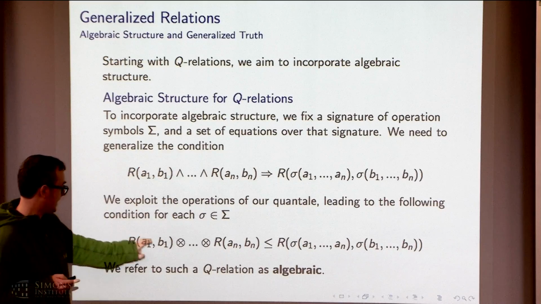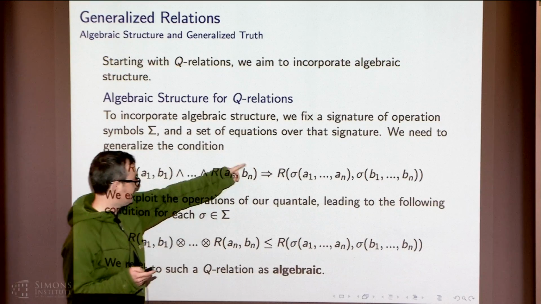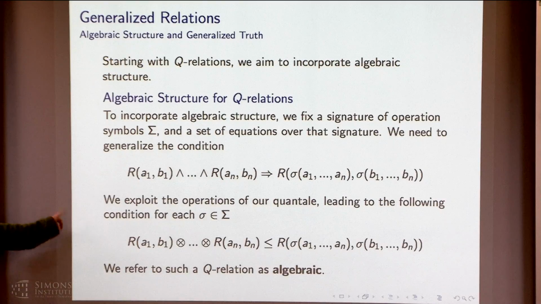We replace the ands with products in the quantale, and we replace this implication with the order structure inside the quantale. And we take this as our axiom to say that something respects the algebraic structure, so we're going to call these Q relations algebraic. So this seems to be a fairly natural direction to go in.